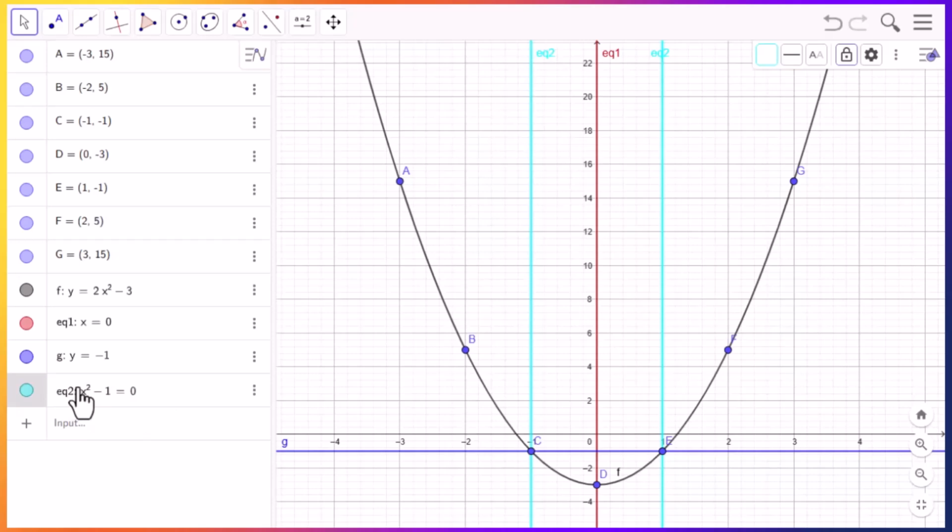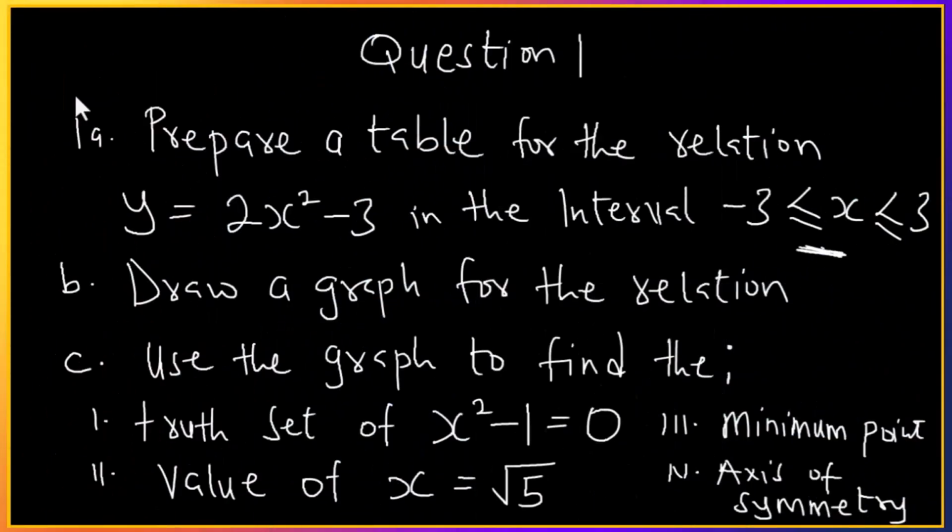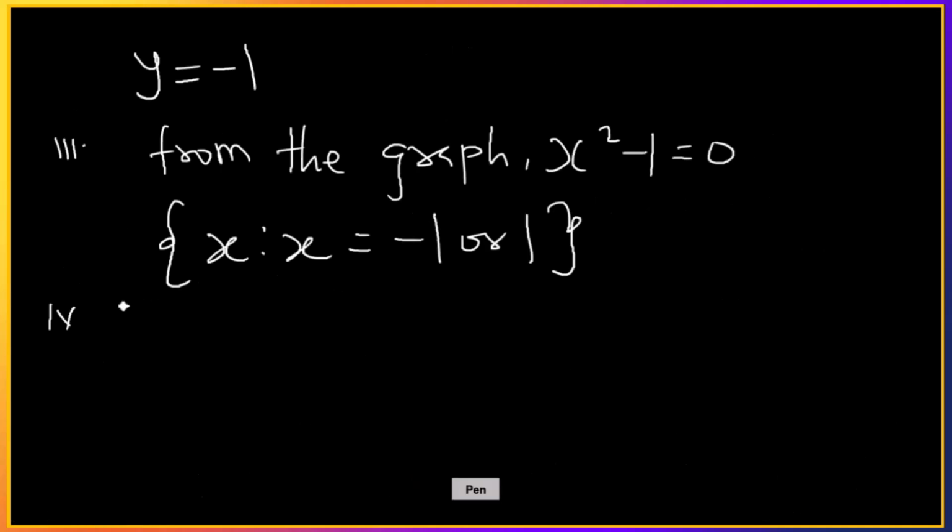Now let's move on to the second aspect. For the second aspect, we were to find the value of x equals root 5.